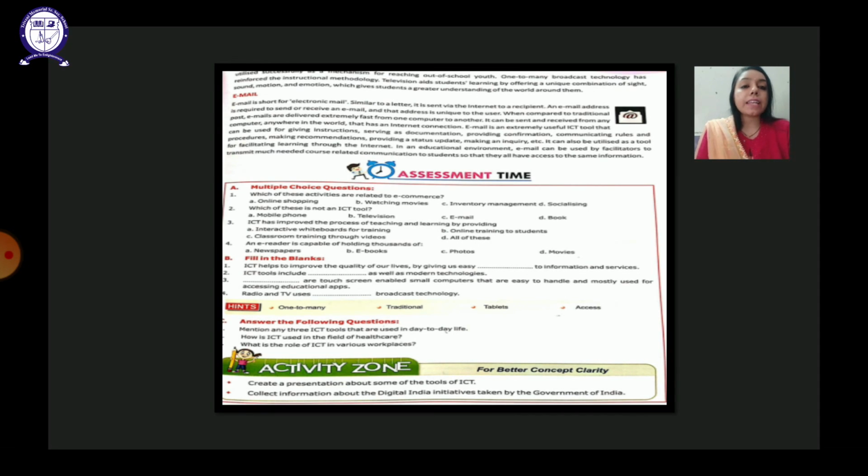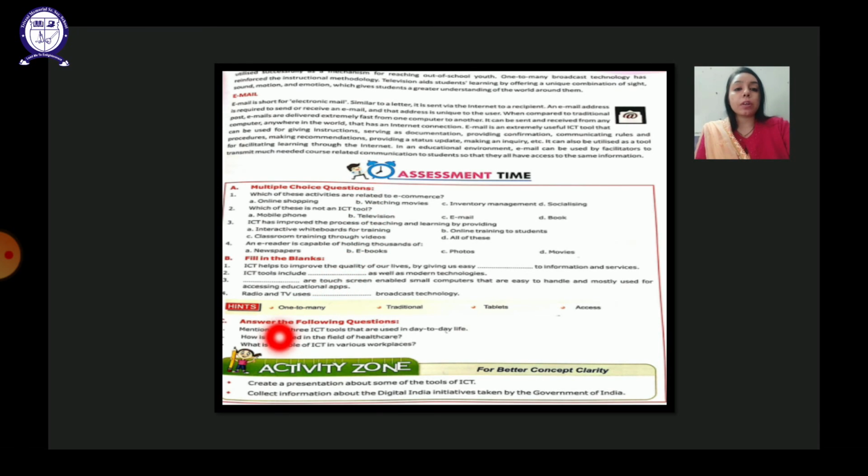Next is, ICT tools include dash as well as modern technologies. So here the correct answer is traditional, right? Third is, dash are touchscreen enabled small computers that are easy to handle and mostly used for accessing educational apps. So the touchscreen enabled computers are the tablets, right? Next we have is, radio and TV uses dash broadcasting technology. The last answer, that is one to many. Do the MCQs and fill-ups in the book itself.